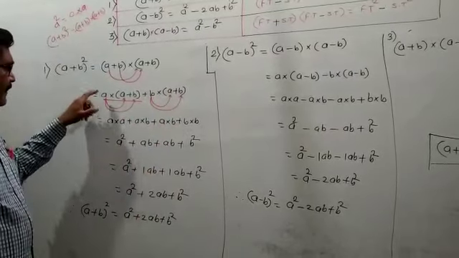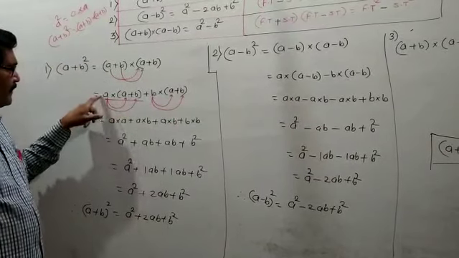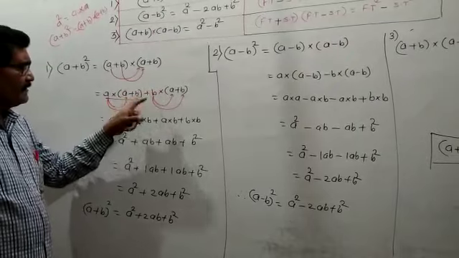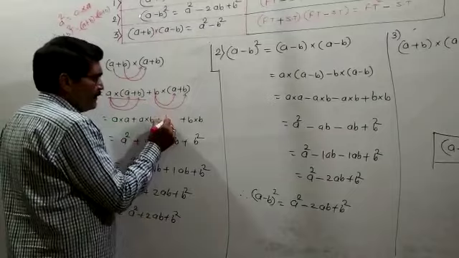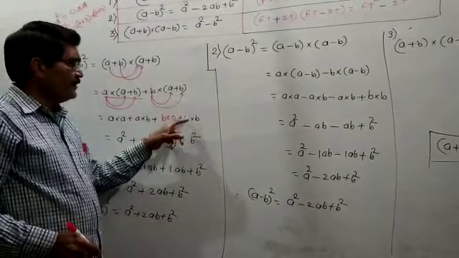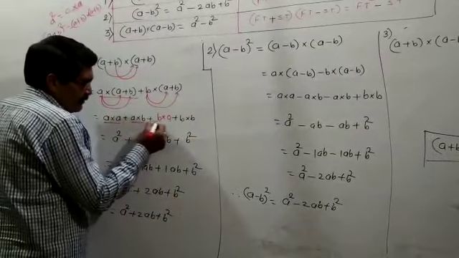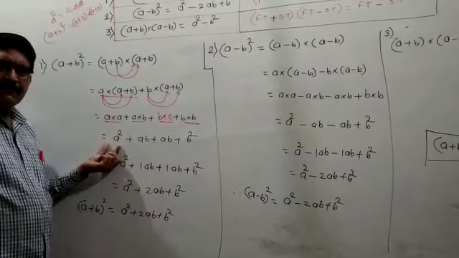And you will write a multiplied by a, plus a multiplied by b, plus b multiplied by a, means a multiplied by b, or here you will write b multiplied by a, plus b multiplied by b. After that you have to do the product of this, product of this, product of this and product of this. A multiplied by a is equal to a square.